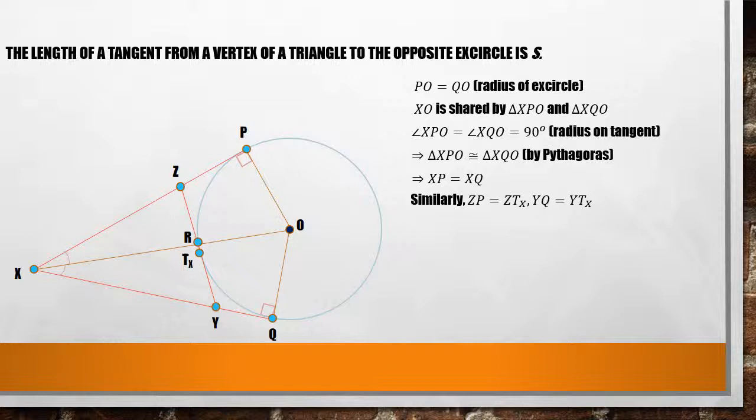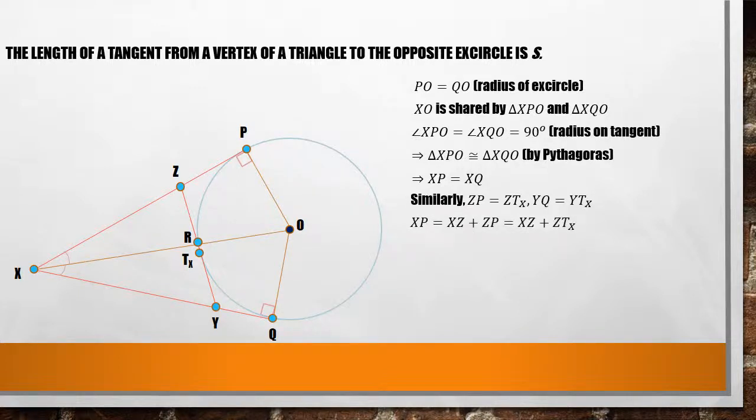In the same way, we notice that ZP is tangent to the X-circle, and so is ZT sub X. So we find that those are equal. ZP is equal to ZT sub X. In the same way, YQ is equal to YT sub X.